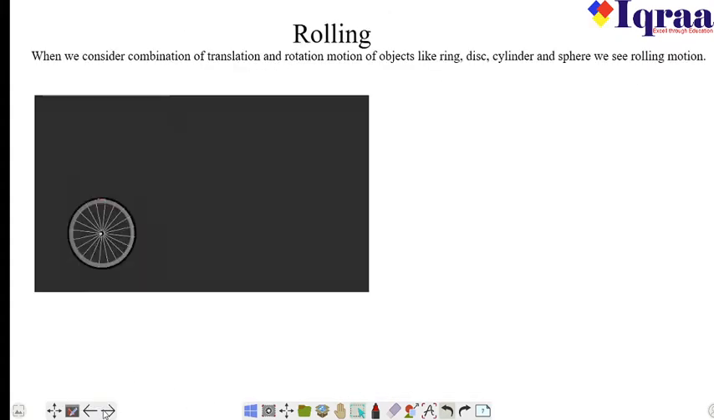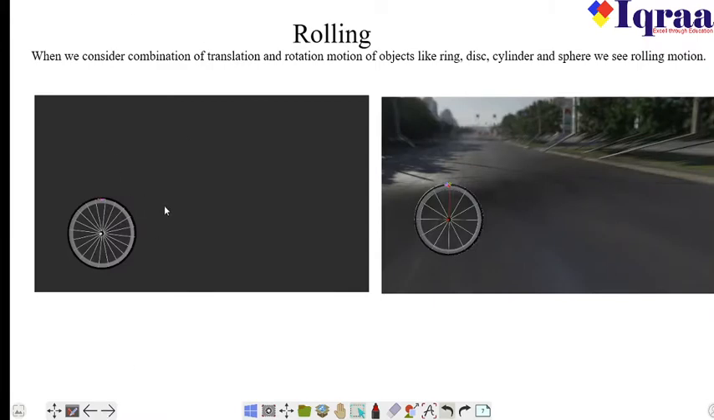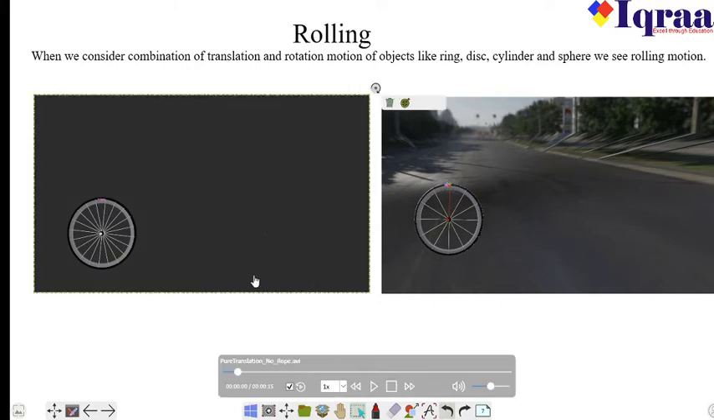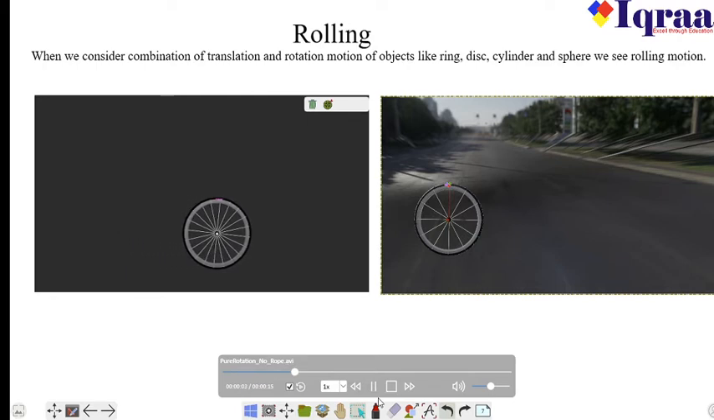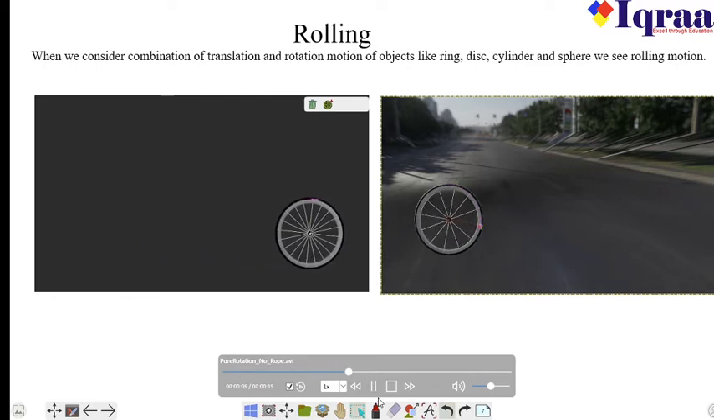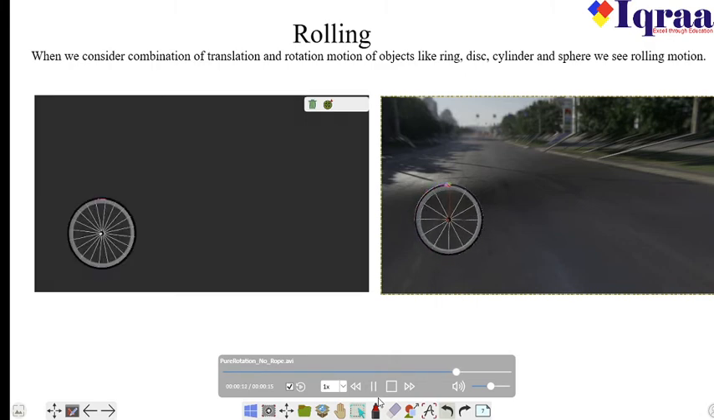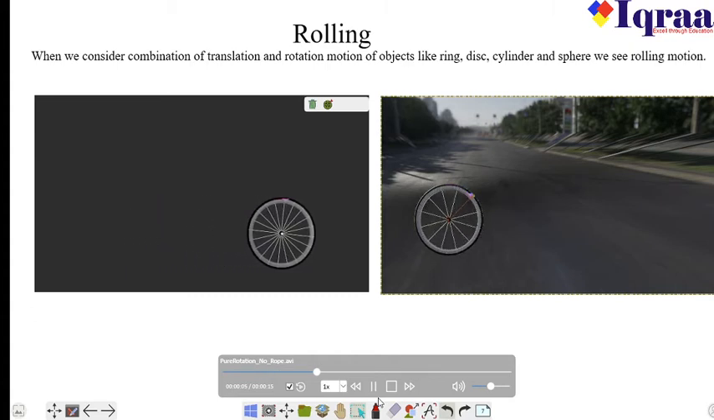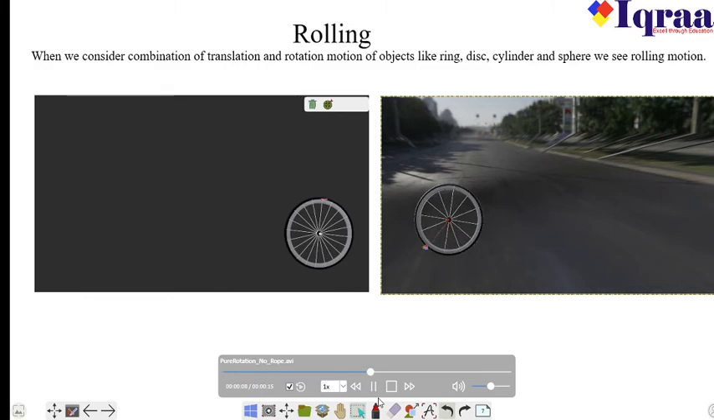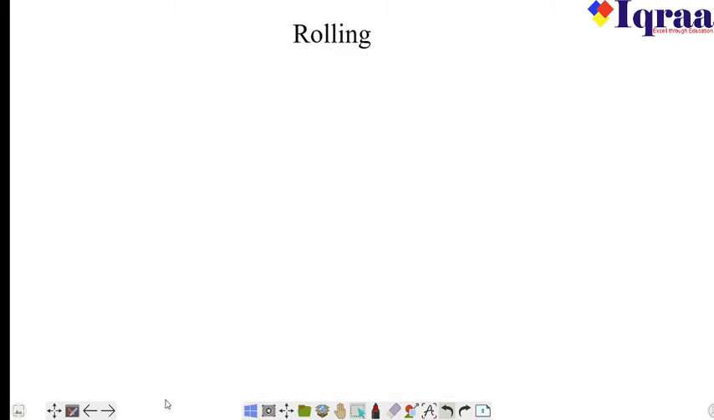Now let's come to the special case of rolling, when we consider the combination of translation and rotation motion of objects like a ring, disc and sphere. This rolling motion is again a combination of translation motion and rotation motion. On the left hand side we see a wheel purely performing a translation motion, and the right hand side wheel is purely performing a rotation motion. When we combine these two motions of translation and rotation, we get the rolling of the wheel.